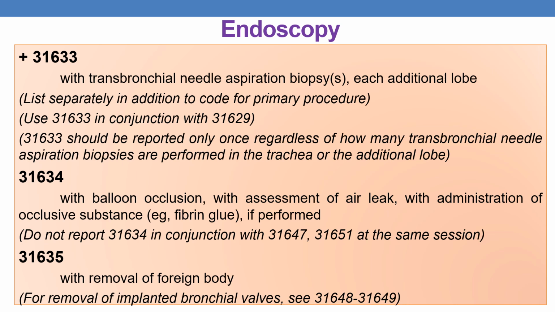The next CPT is 31634. It deals with bronchoscopy rigid or flexible including fluoroscopic guidance with the balloon occlusion with assessment of air leak with administration of occlusive substance, that is fibrin glue if performed. The next is 31635. It deals with bronchoscopy with the removal of foreign body, and for the removal of implanted bronchial valves, see 31648 to 31649.